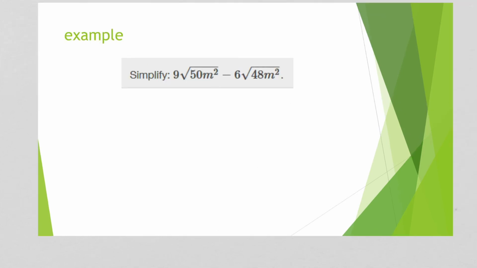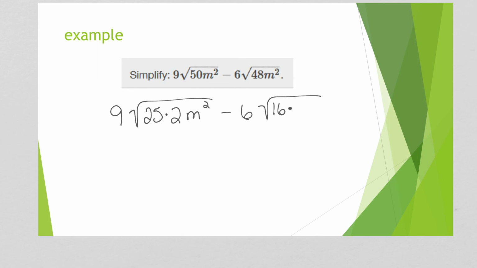All right, for this problem, we can't do much with it in the form that it is in right now because we don't have like terms. So let's go ahead and simplify and hope that we get like terms. Okay, so 9 square roots of 50 can be written as 25 times 2 times m squared, minus 6 times square root of 16 times 3m squared. All right, I'm going to take the square root of this and that and this and that.